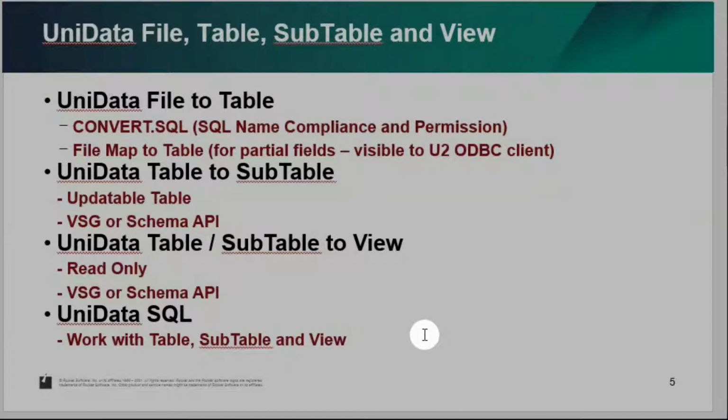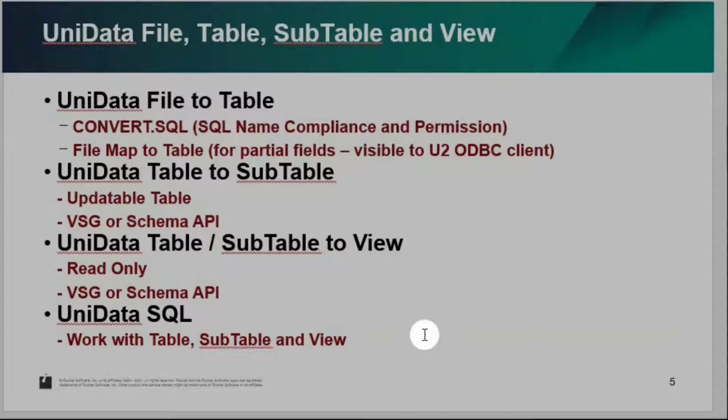So how does UniData schema work? From the beginning, all UniData is called a file. For a file, you cannot run SQL commands. So the first simple way to convert a UniData file into a UniData table is to run the convert.sql command to convert the UniData file into a table.